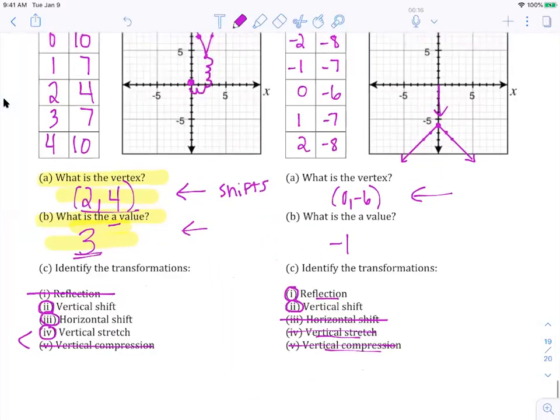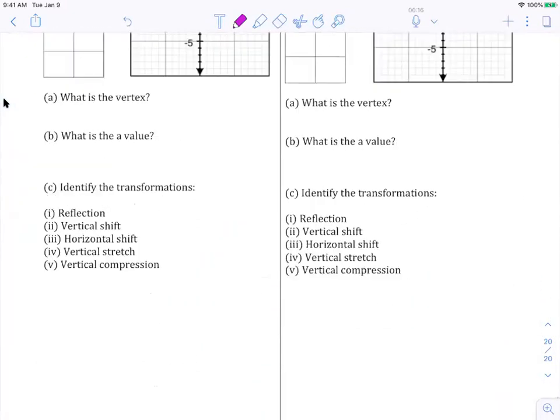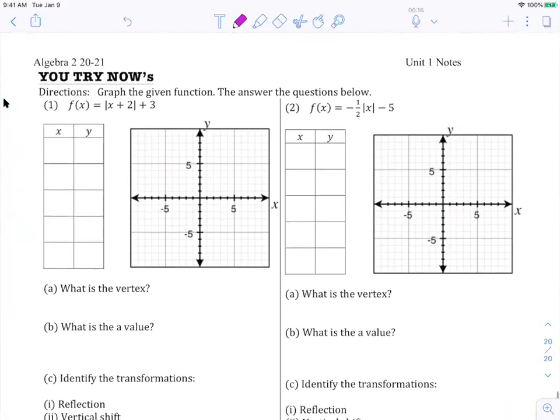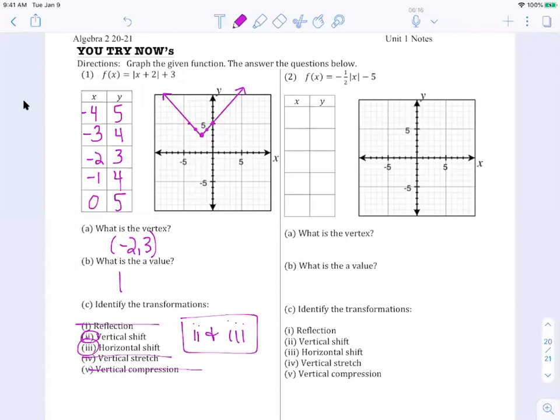Okay. If you want to try some of the You Try Nows on the next page, now is a fabulous time to do it. I will write in the answers. So pause your video and try You Try Now number 1. Okay, that is what You Try Now number 1 should look like. Again, check your answers. If any of these are off, feel free to ask Ms. Hardy to go over it with you, okay?